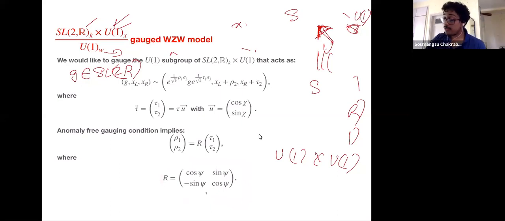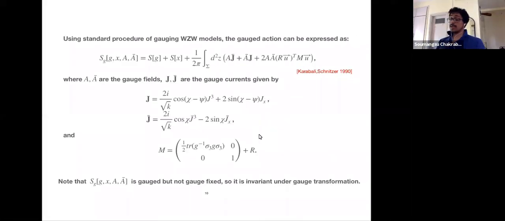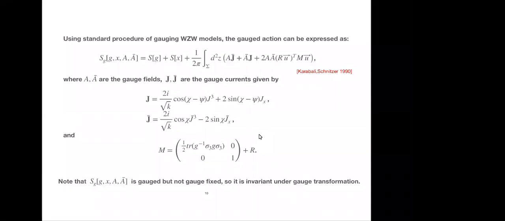So now we have 4 variables, 2 constraints. So we are left with 2 variables that are going to parameterize my U1 gauging. We have 2 because there are left and right movers, the corresponding parameters for the U1 left and U1 right. Now, using the standard procedure for gauging, I'm just going to write the gauged Wess-Zumino-Witten model.